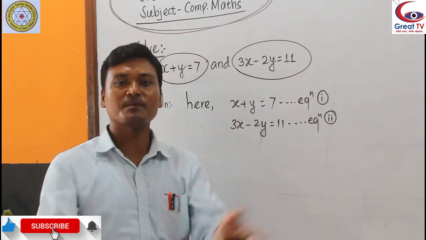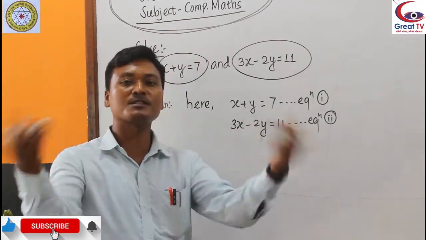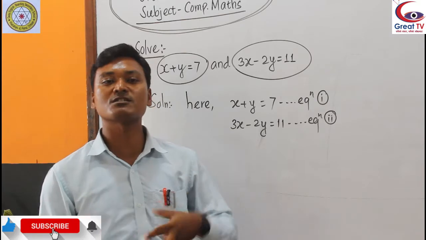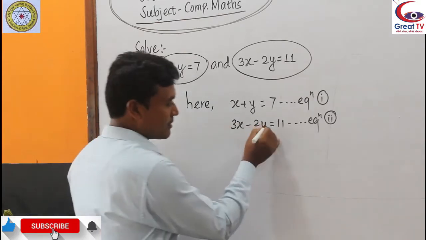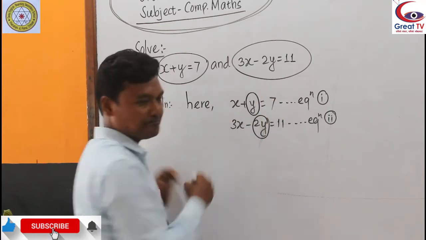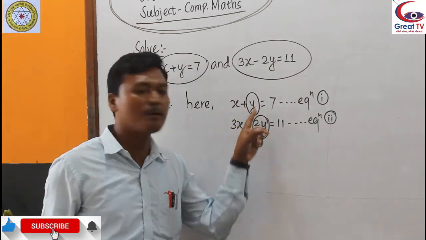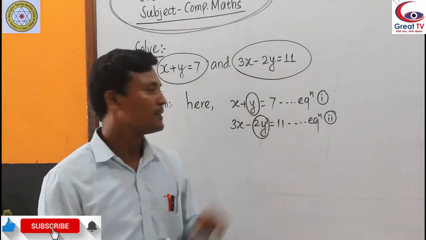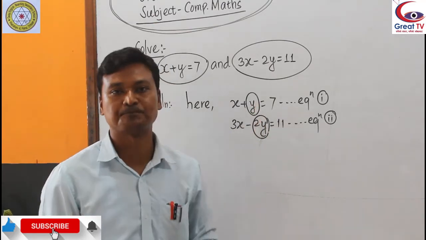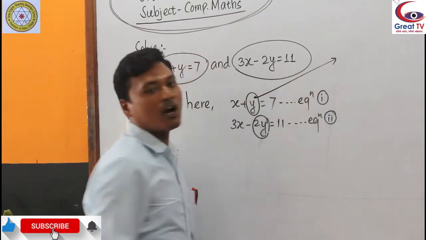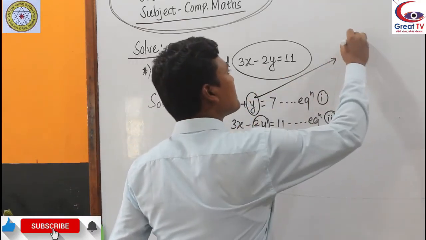If you are eliminating x, make the x coefficients the same; if you are eliminating y, make the y coefficients the same. They are not the same here. Now we have one idea to make the coefficients equal. Okay, here in the second equation we have 2y. In the first equation we have y. If we make this term 2y, then the coefficient of y will be the same. So to make this term 2y, it should be multiplied by 2.